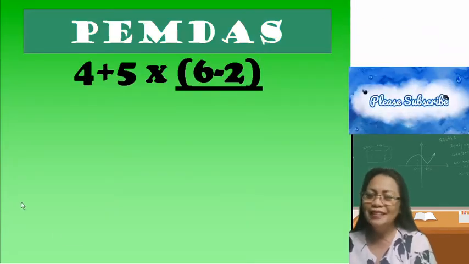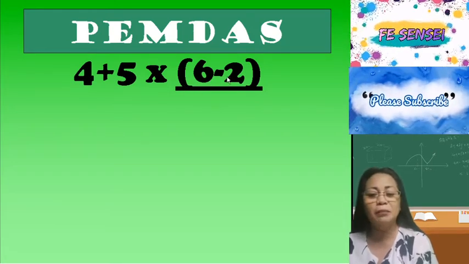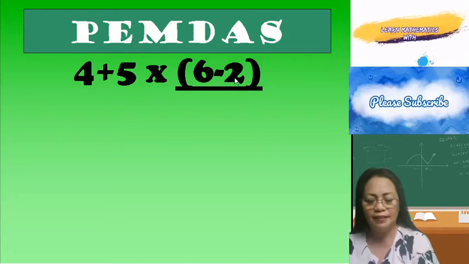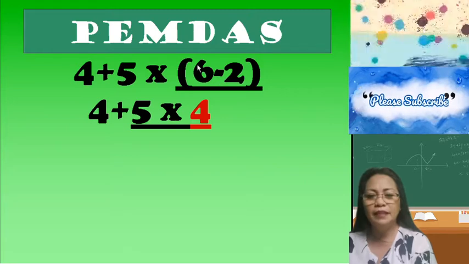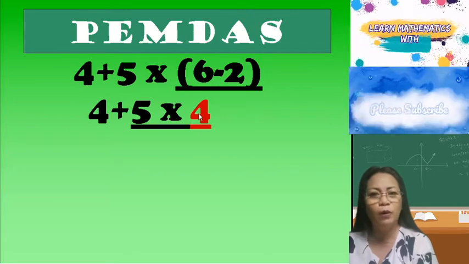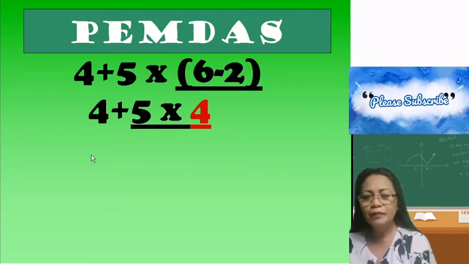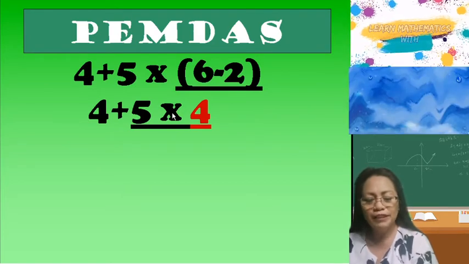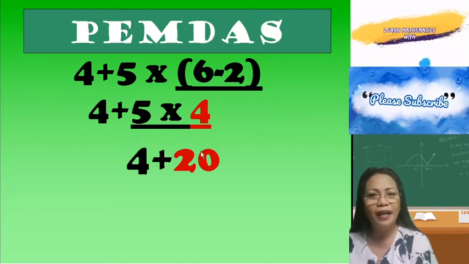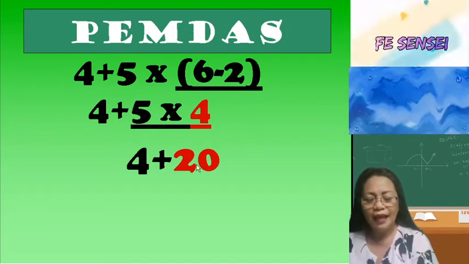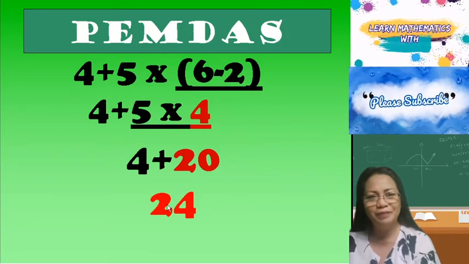Some more. 4 plus 5 times open parenthesis 6 minus 2 close parenthesis. So copy 4 plus 5 times, and inside the parenthesis 6 minus 2 equals 4. Then, the next operation is multiplication. So copy 4, 5 times 4 equals 20. And the last is 4 plus 20 equals 24.